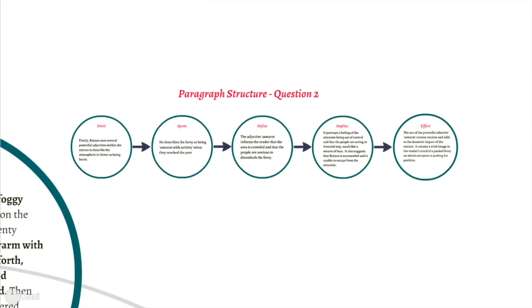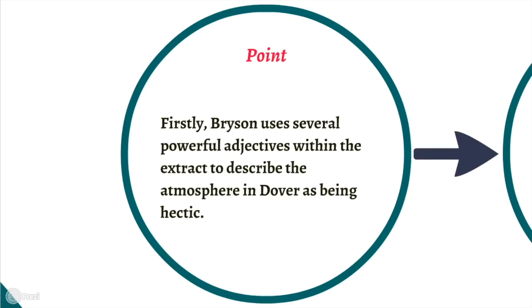So using our flowchart, what I've done is I've popped it into a paragraph structure so that you can see what that point, quote, and DIE section actually looks like. I've started with the discourse marker, like I said, and I've used the word firstly. And then I've actually answered the question in my own words. So I've said, firstly, Bryson uses several powerful adjectives within the extract to describe the atmosphere in Dover as being hectic. So the powerful adjectives is the bit where I've explained what the word class is, which is adjectives, and then I've explained what kind of word that is. So I've said they're very powerful adjectives.